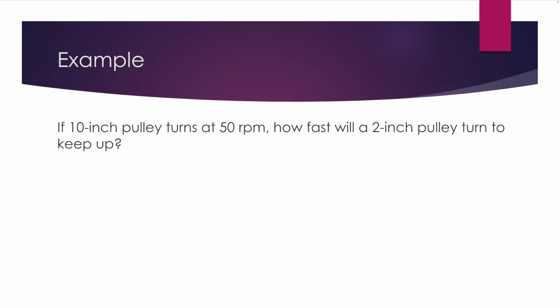Okay, so if a 10-inch pulley turns at 50 RPM, how fast will a 2-inch pulley turn to keep up? This is one of our indirect proportion problem questions. So we need to make sure we have our proportions set up properly. So the first thing I'm going to do is write out the proportions as I read it in the question. So a 10-inch pulley equals 50 RPMs. A 2-inch pulley is how much? Now I need to check my 2 conditions. Okay, I have inches on this side, RPMs on this side, so that's good.